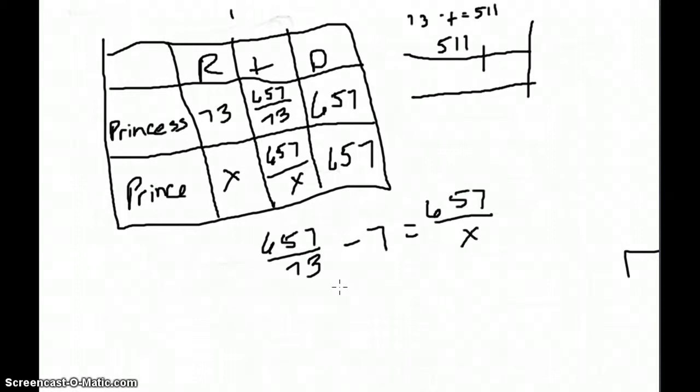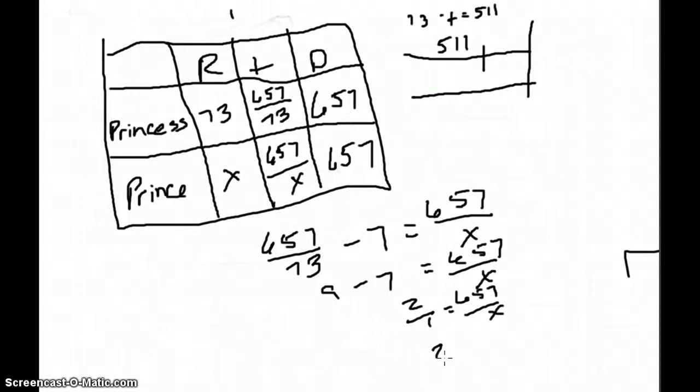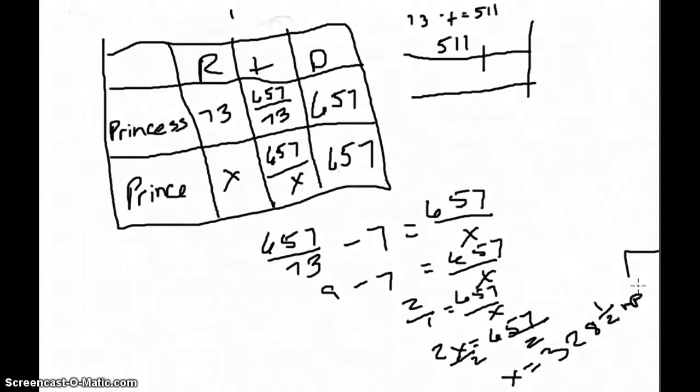Well, this is 9. 9 minus 7 is equal to 2, so 2 over 1 equals 657 over x. Cross multiply. 2x equals 657. Divide by 2. And I find out that the prince has to travel at 328.5 miles per hour to catch up. I don't think he's going to make it to Cancun at the same time. Glad I'm not going on that boat.